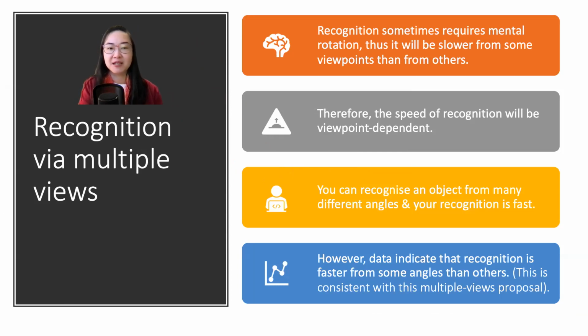Recognition via multiple views. Recognition sometimes requires mental rotation. Thus, it will be slower from some viewpoints than from others. Therefore, the speed of recognition will be viewpoint dependent. You can recognize an object from many different angles, and your recognition is fast. However, data indicate that recognition is faster from some angles than others. This is consistent with this multiple views proposal.